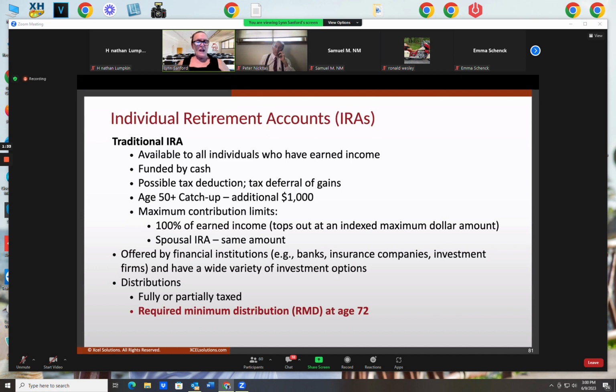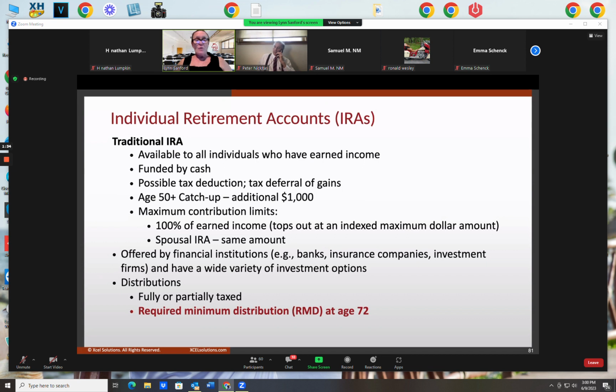Spousal IRAs, same amount, $6,500 per year, $7,500 if you're age 50 plus per year. These are offered by financial institutions such as banks, insurance companies, investment firms such as wirehouse broker-dealers, and have a wide variety of different investment options that you can invest inside that traditional IRA account. Think of a traditional IRA account as a shell, and depending on where you establish this shell, whether it's a bank, an insurance company, or a wirehouse broker-dealer, affects the type of investment vehicles that you can place inside that shell.